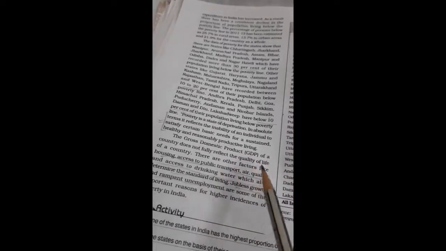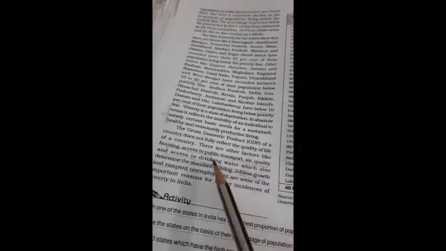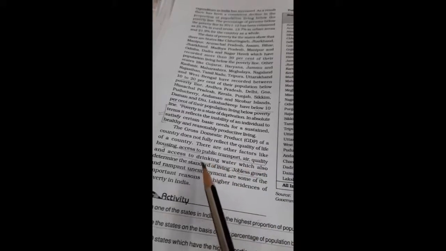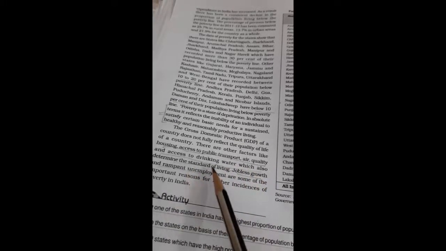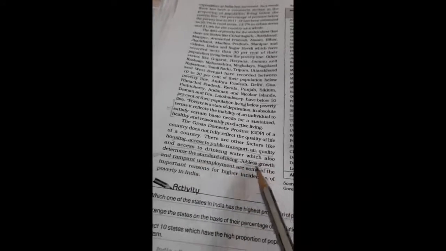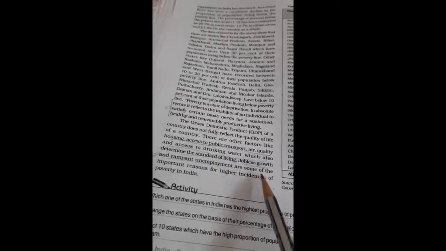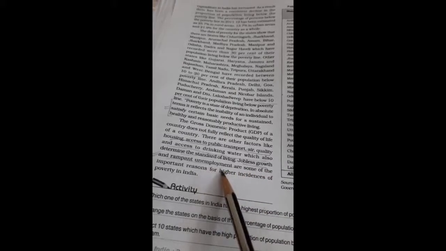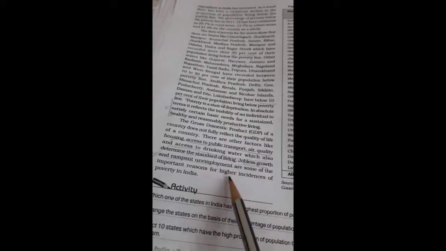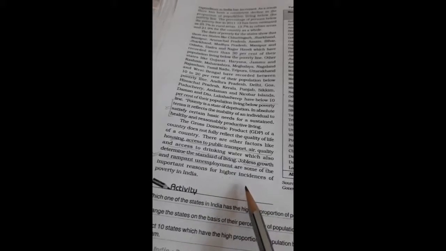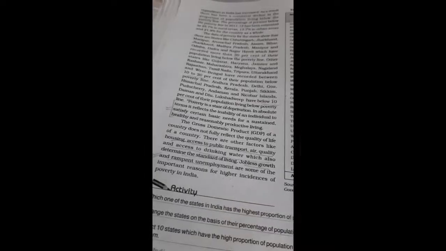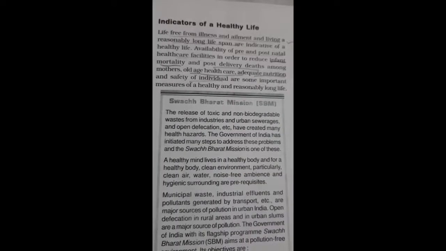The gross domestic product of a country does not fully reflect the quality of life of a country. There are other factors also like housing, access to public transport, air quality, and access to drinking water, which also determine the standard of living. Jobless growth and rampant unemployment are some of the important reasons for higher incidences of poverty in India. Next is indicators of a healthy life.